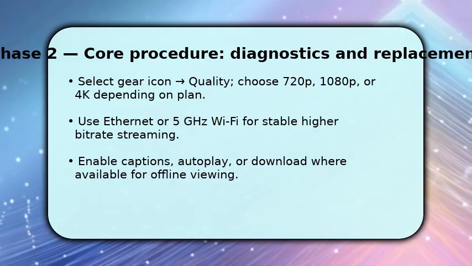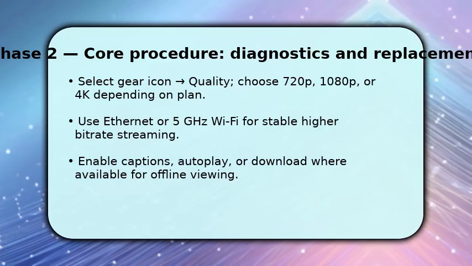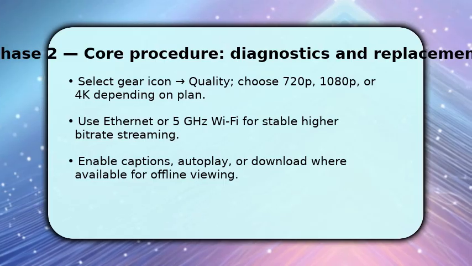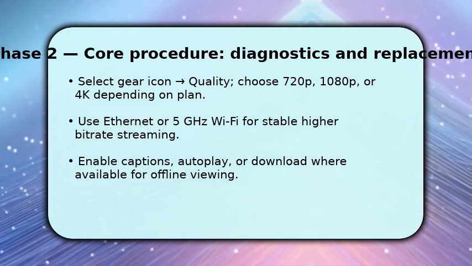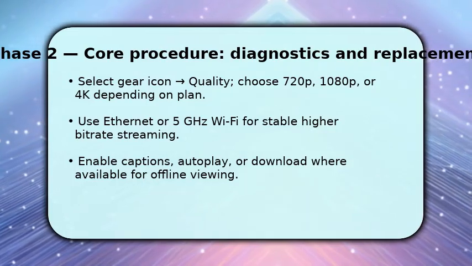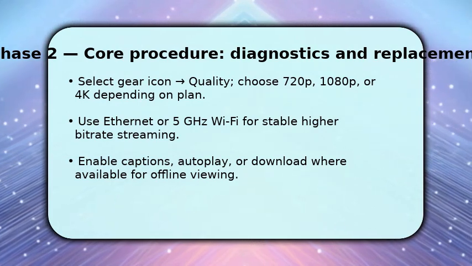Use Ethernet or 5 GHz Wi-Fi to reduce packet loss and lower buffer times. This matters for live streams and high bitrate videos. Also enable captions or autoplay when desired, and make use of downloads on mobile if you expect unstable Wi-Fi. Make sure app permissions allow background data for uninterrupted playback.